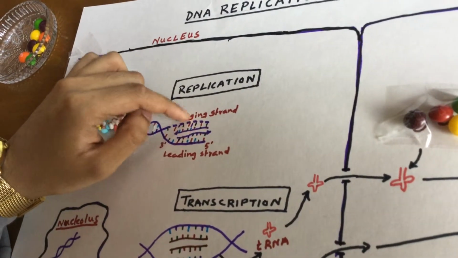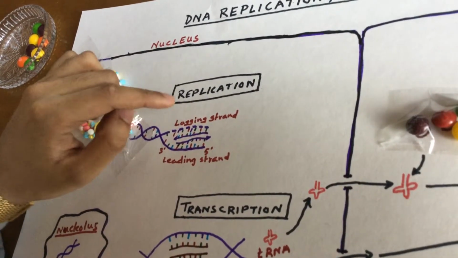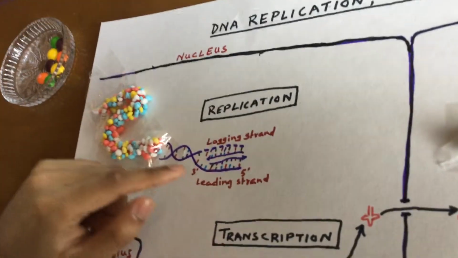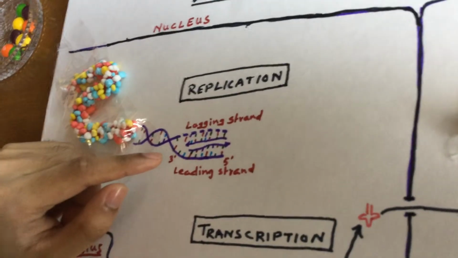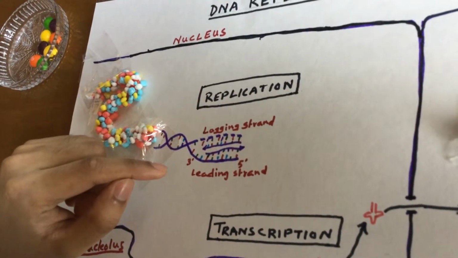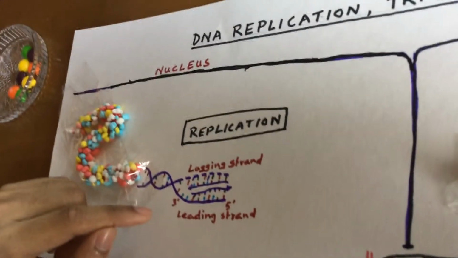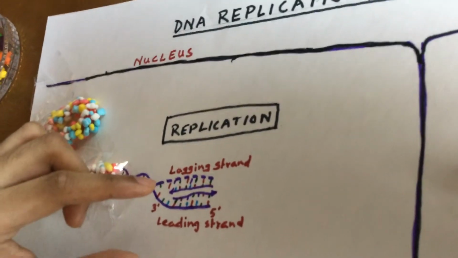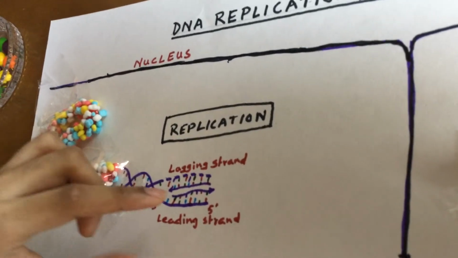The lagging strand is synthesized in chunks where RNA primers were placed. The leading strand is being synthesized from 5' to 3'. DNA polymerase I removes the RNA primers and replaces them with DNA. Finally, ligase comes in and fixes all the phosphodiester bonds, and replication is complete.